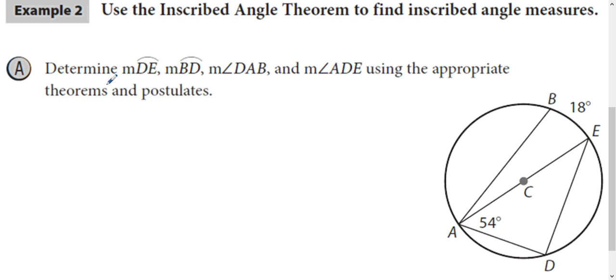So we have a lot to determine here. First, we have this arc is 18 degrees, and then we have this angle down here, which is an inscribed angle, is going to be half the arc. So the measure of angle BAE will be 9 degrees. Don't think it actually asks for that, though.